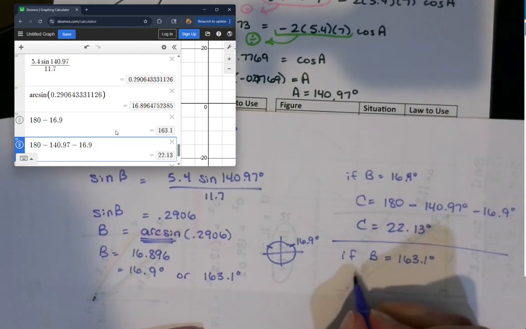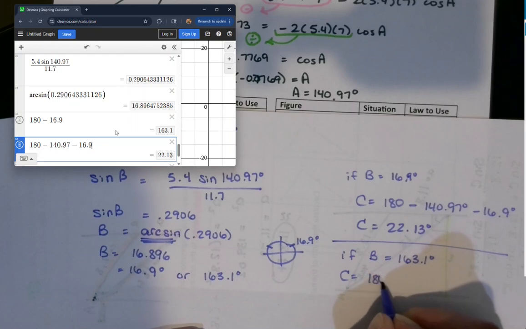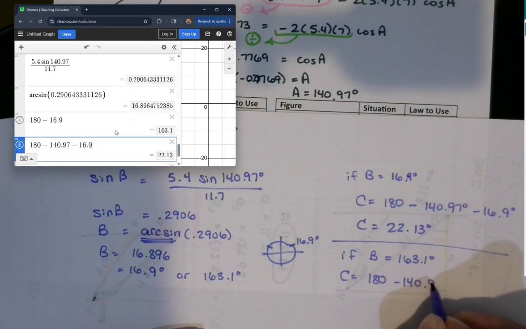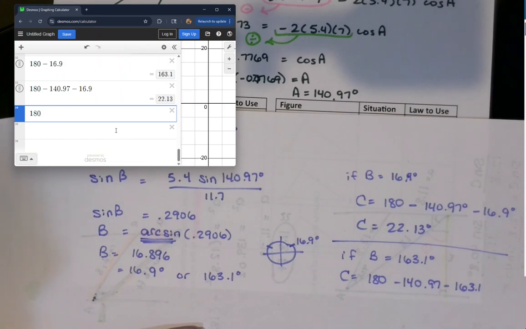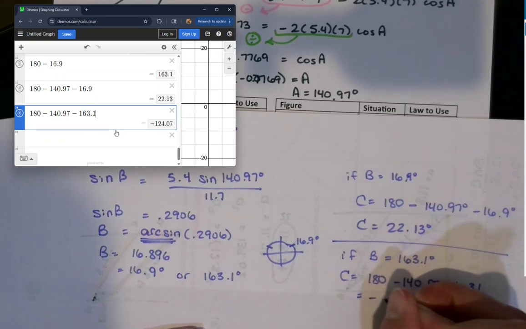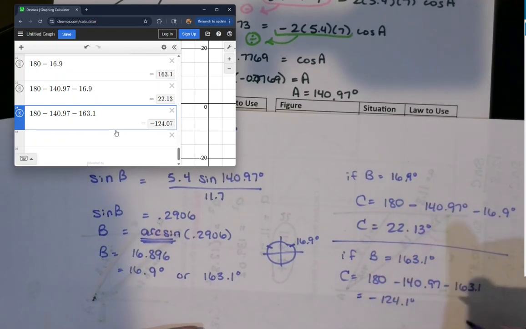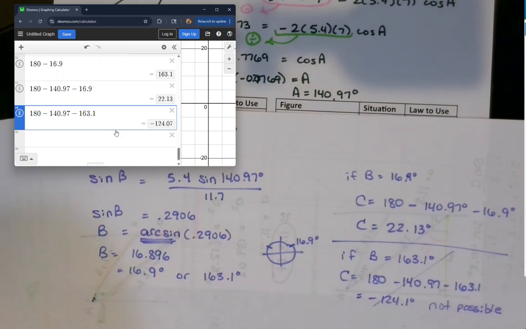If B is 161 degrees, then C would be 180 minus 140.97 minus 163.1. That's definitely going to be negative. So we're going to have no solution from this possible answer here. This would give us a negative 124.1 degrees, which is not possible. So we only do have one possible solution to this triangle.